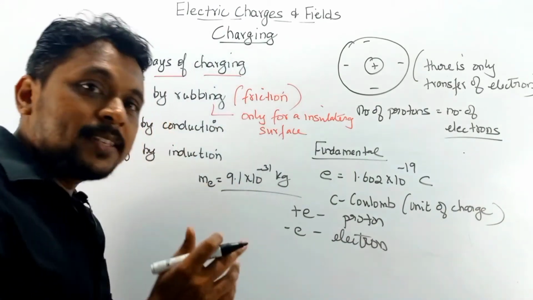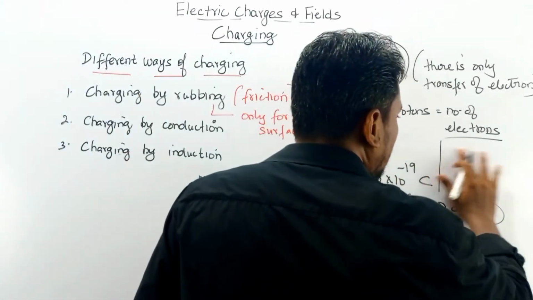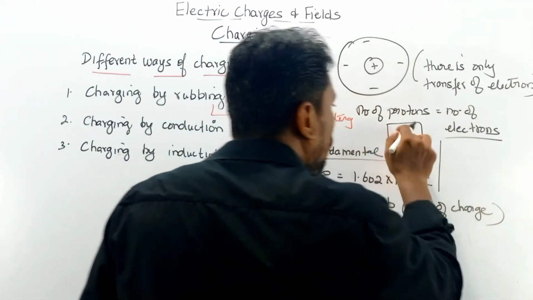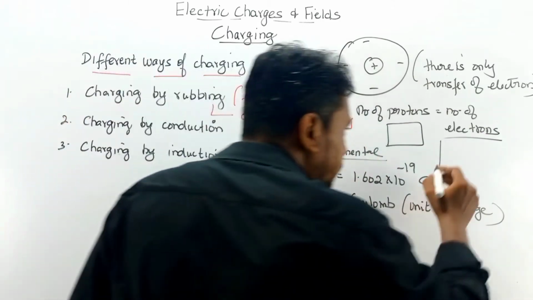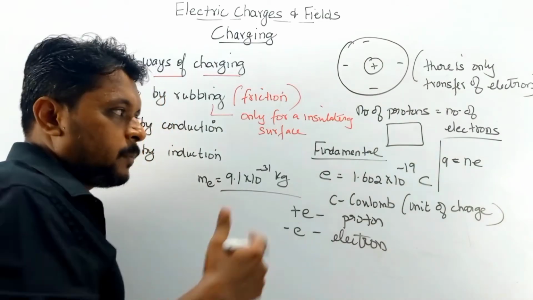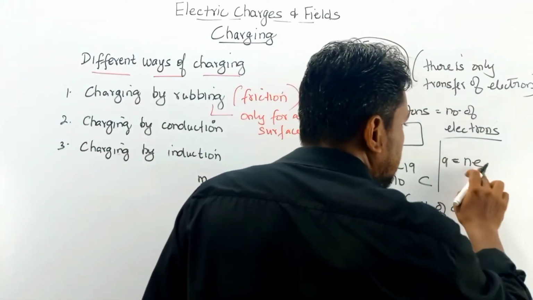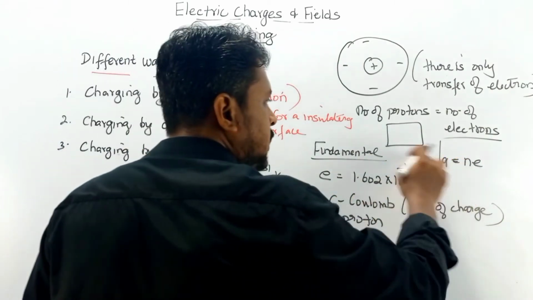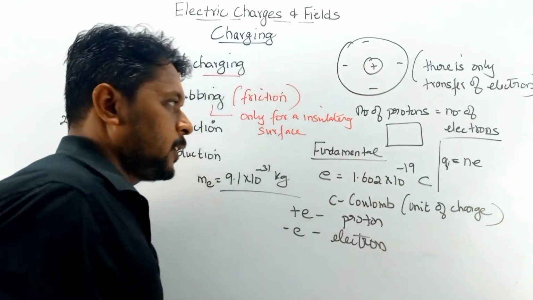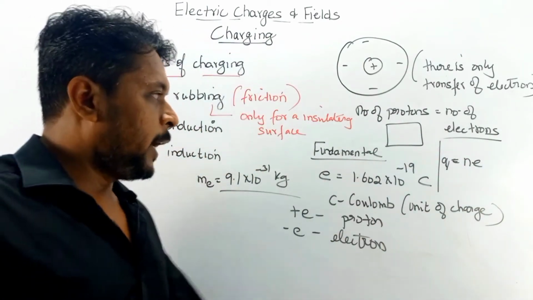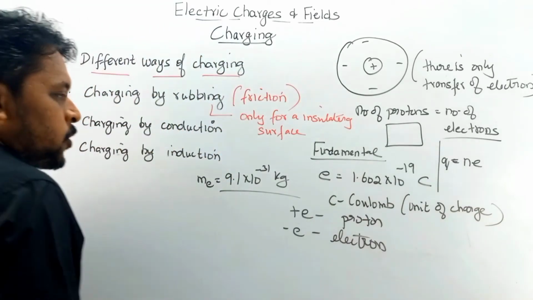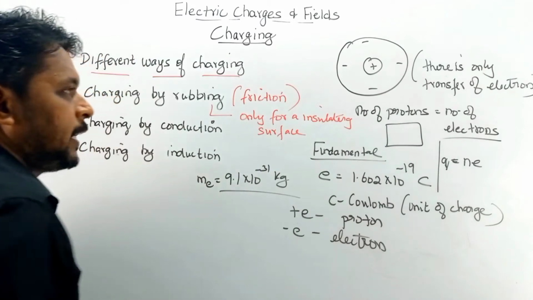So how will you quantize a charge? When you have an object like this, the quantity of charge available inside is given by Q = N E. N is an integer and represents the multiples of the charge. E is the value of one charge and N represents the number of charges. So Q represents the quantity of charge available. We call it quantization of charge. N could be either plus or minus. So this is about some fundamental facts regarding charging.